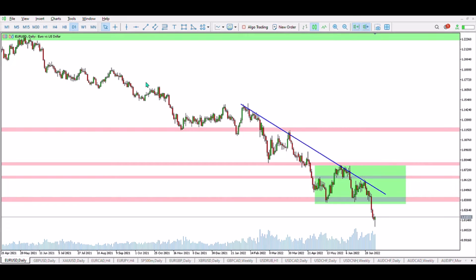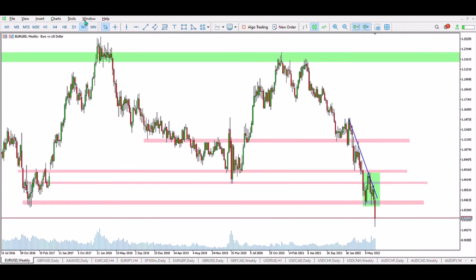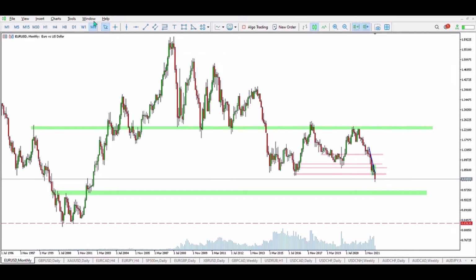On this chart we have the daily chart, and as you can see, last week we broke this resistance, this support area right here, and we had a nice push to the downside. Currently the price froze at an interesting level, and I want to show you the weekly and the monthly chart.